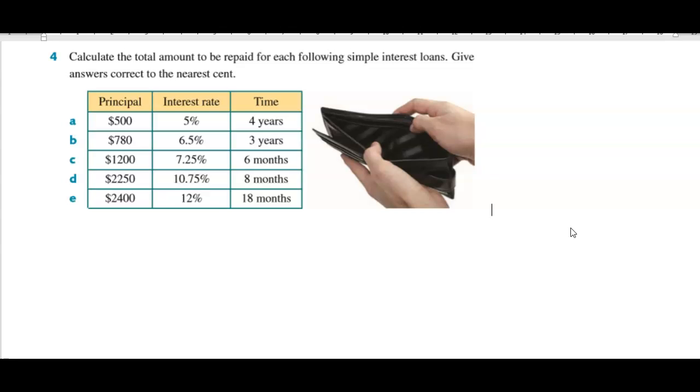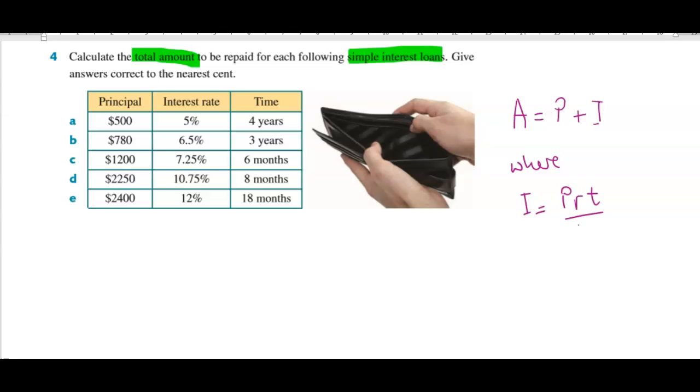All right, so question 4. This is where we're going to calculate the total amount for each of these simple interest loans. Okay, so we're going to use the formula. The total amount equals the principal plus the interest, where the interest is equal to the principal times the rate times time over 100. So you need to calculate the interest first and then add it to your principal.